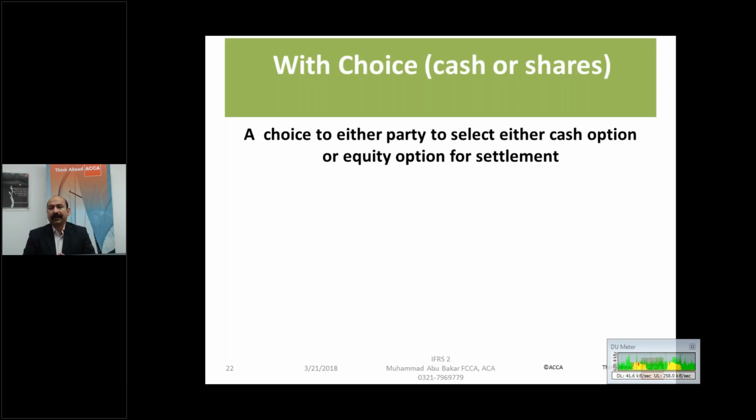Now, who has this option? This will affect your accounting. Who has this option? After a few minutes, we shall be having a Maghrib prayer break. Anyway, we continue what we are discussing till that time.